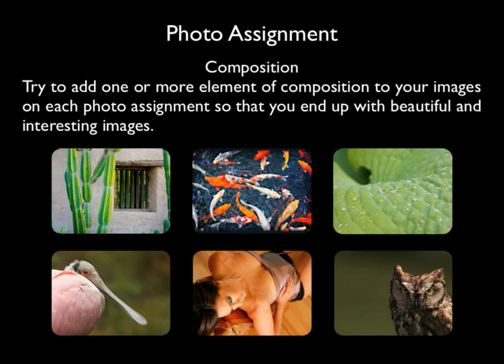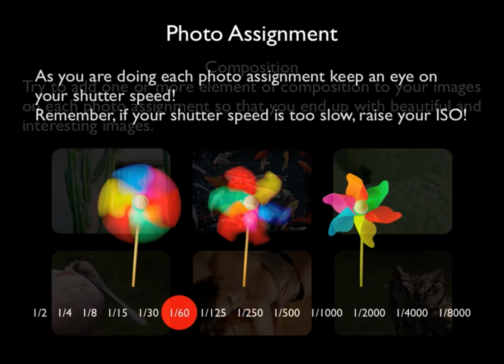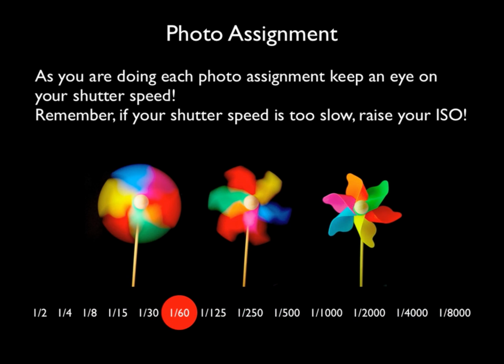Composition. Prior to your photo assignment, try to add one or more elements of composition to your images on each photo assignment so that you end up with beautiful and interesting images. As you're doing each photo assignment, keep an eye on your shutter speed. And remember, if your shutter speed is too slow, just raise your ISO.